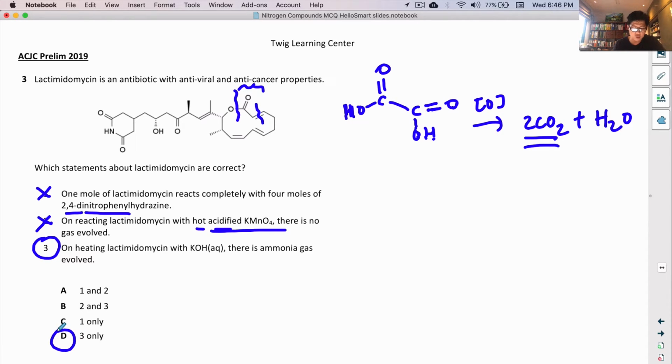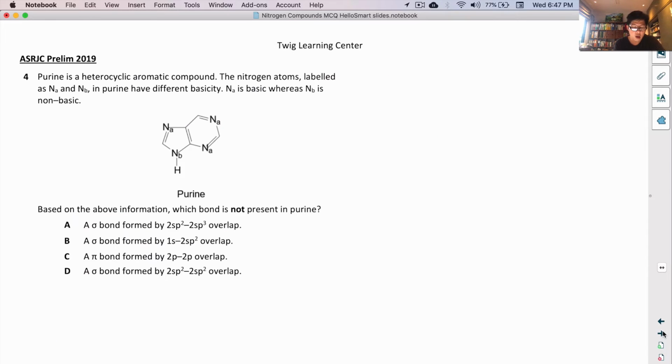Anyway, just running through: on heating lactimidomycin with potassium hydroxide, there is ammonia gas evolved. So where's the ammonia gas? Yes, the ammonia gas is here. This part will undergo base hydrolysis. Those two amide linkages will break, and here you end up getting your ammonia. So that's correct. Let's look at question number 4.